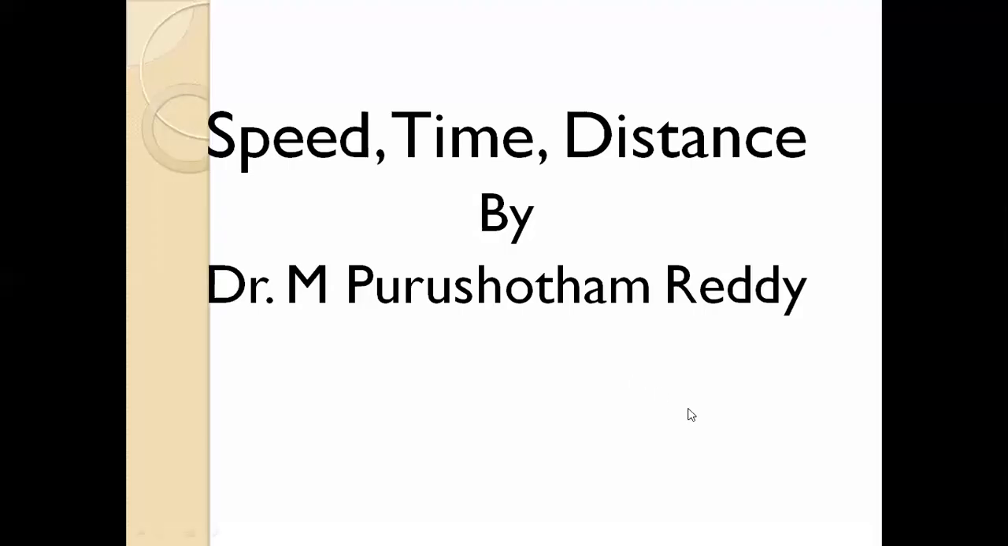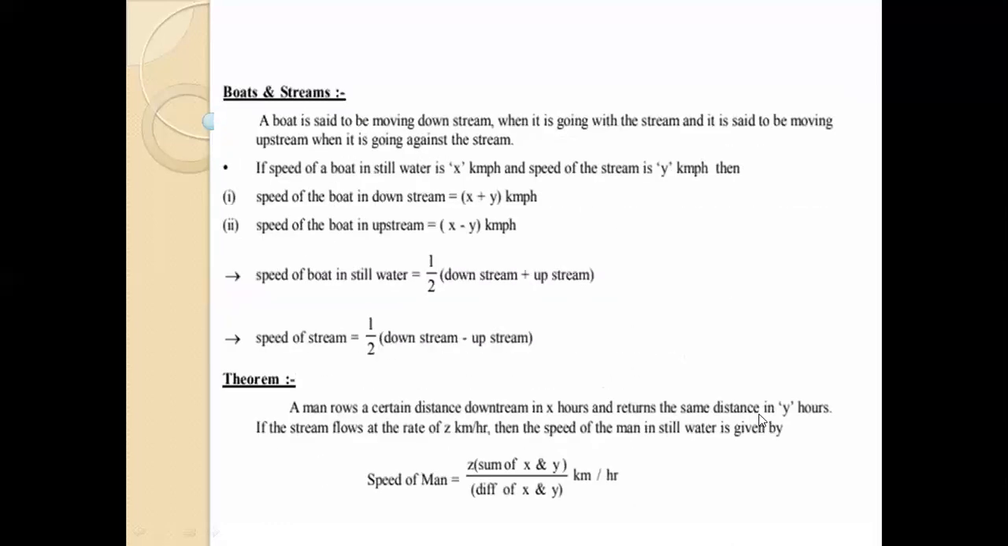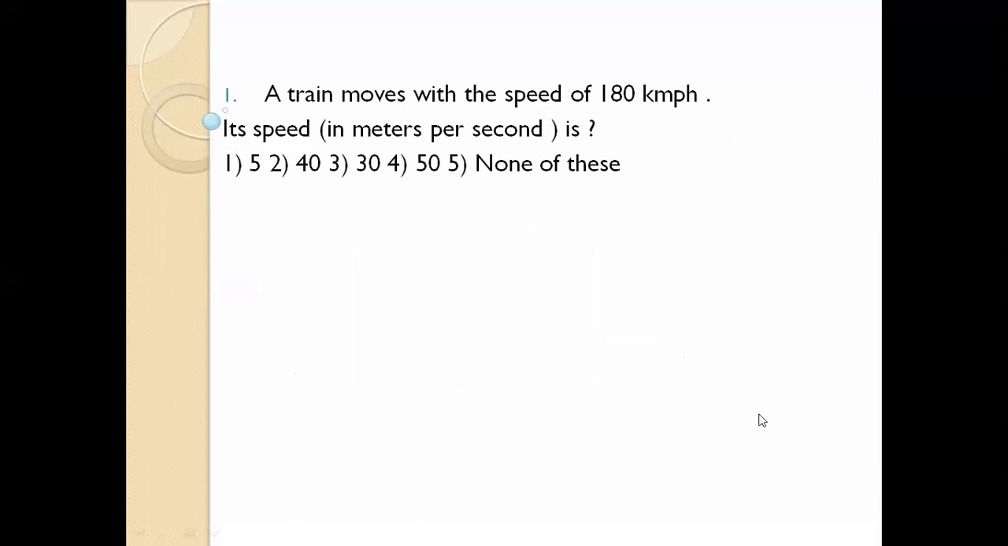Next chapter is speed, time, distance. First question is, a train covers a speed of 180 kilometer per hour. Its speed in meter per second is. Whenever we convert kilometer per hour into meter per second, we multiply with 5 by 18. 180 divided by 18 is 10, 10 times 5 is 50 meter per second. Option number 4 is the right answer.